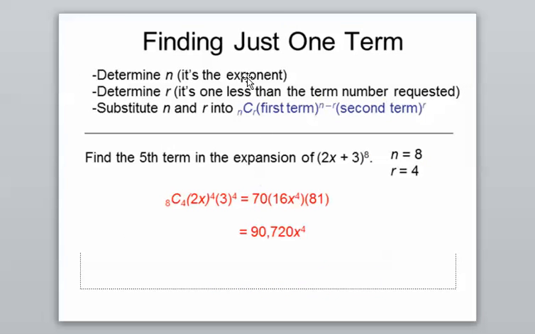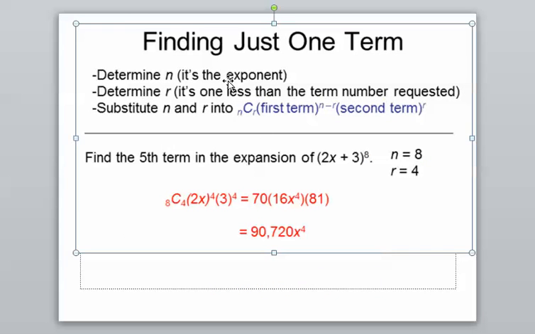So, n, that's the exponent that we're raising it to. r, that is one less than the term that's being asked for. Okay? So it's nCr, so that's 8C4. The first term that was 2x raised to the 8 minus 4, or 4th power. And the second term, which was the 3 raised to the 4th power.